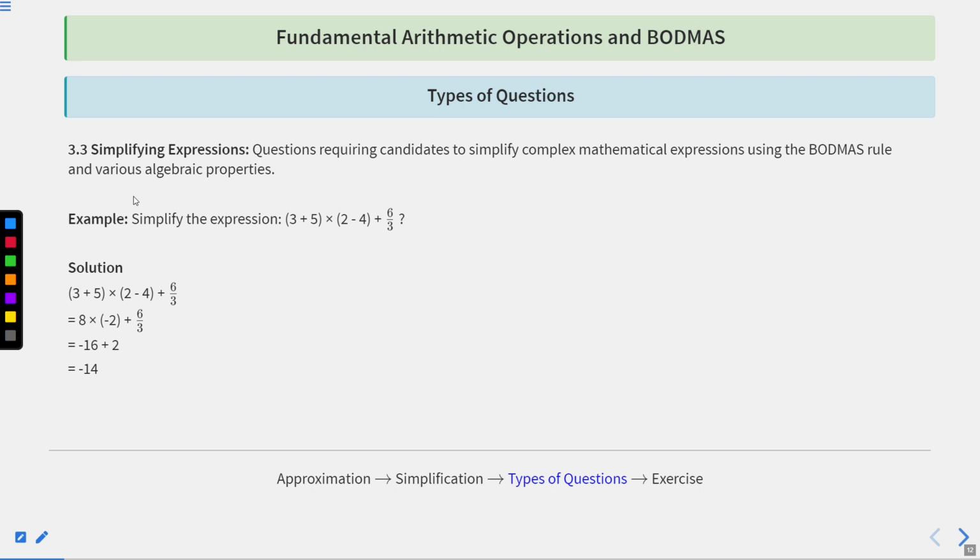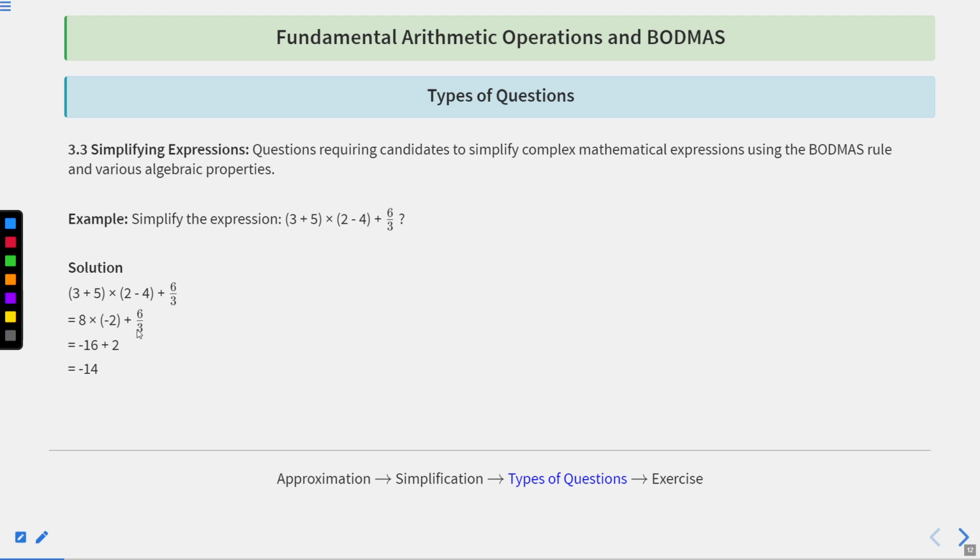Third type of questions is simplifying expressions. So questions requiring candidates to simplify complex mathematical expressions using the BODMAS rule and various algebraic properties. For example, simplify the expression 3 plus 5 into 2 minus 4 plus 6 by 3. So the solution is 3 plus 5 times 2 minus 4 plus 6 by 3, which is equal to 3 plus 5 is 8 and 2 minus 4 is minus 2. So 6 by 3 is 2.